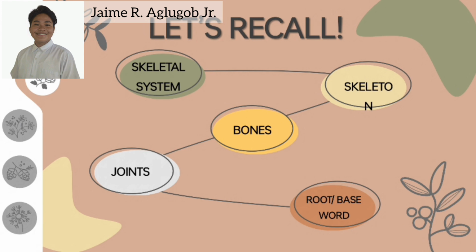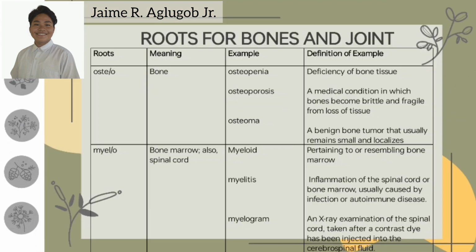Now that we've finished recalling some of the terminologies, let's jump on to the main topic of this presentation, which is the roots for bones and joints. Number one on the list is oste or osteo, which means bone. And here are some examples of the root word osteo.